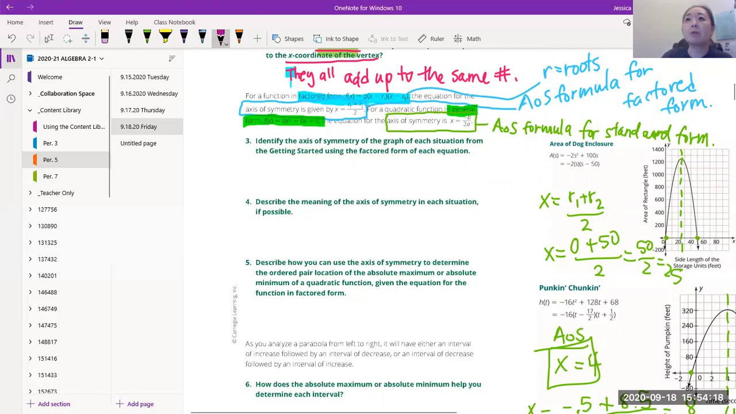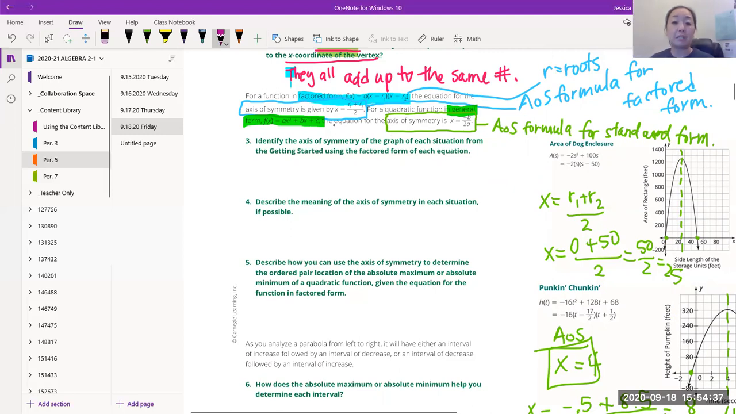All right, so this is going to be the factored form. Remember, a times x minus r1 times x minus r2. And this is just a reminder saying that these are the roots, right? And then the formula for the factored form, that's going to be this right here. And in your book, I would highlight it, I would mark it, I would write in the margin, hey, this is what it is, right?